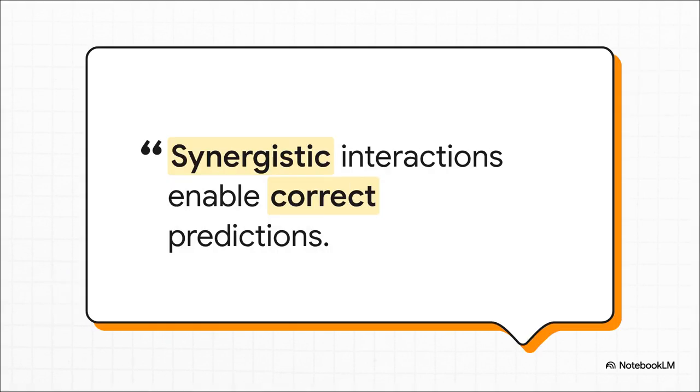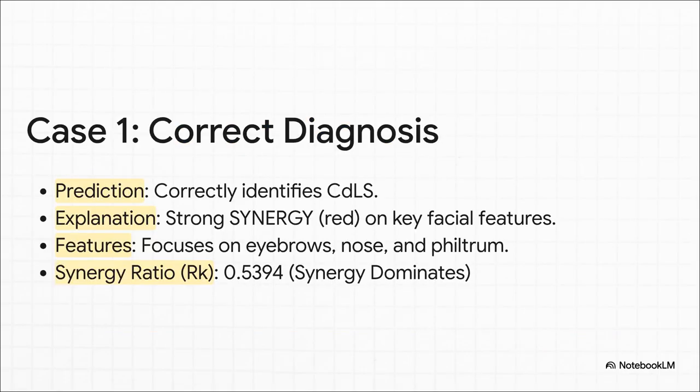First, let's look at a time when the AI absolutely nails it. And, surprise, surprise, it all comes down to those powerful, synergistic interactions. So in this case, the AI correctly identifies CDLS. Perfect. But how? Well, we run MultiSHAP, and what we see is a heat map that's just glowing with red boxes. That red means strong synergy.